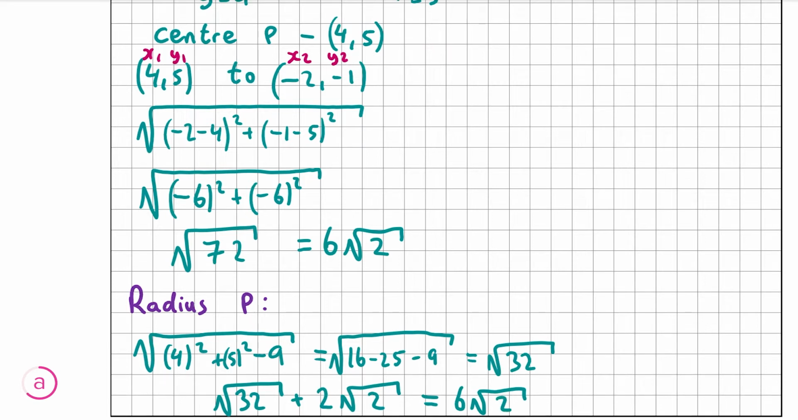And therefore, we've shown that the distance between both centres is equal to both of the radiuses added together. They're both equal to 6 square root of 2. So therefore, we've shown that the circles touch externally. So that's our answer for question A part 1.